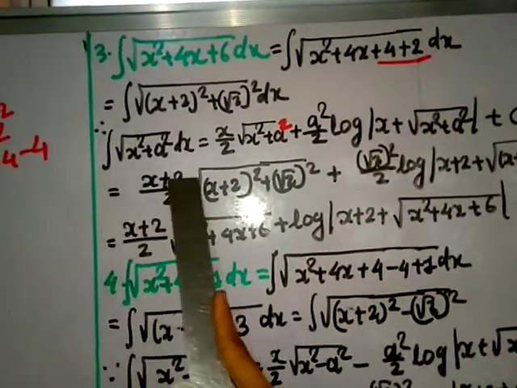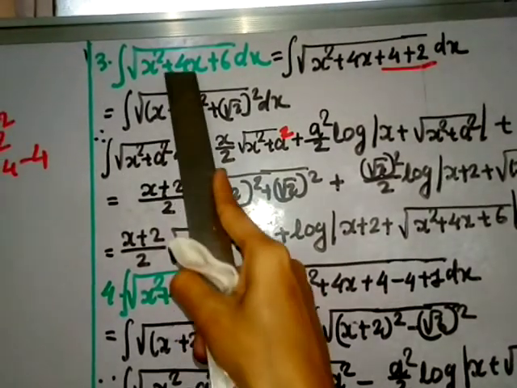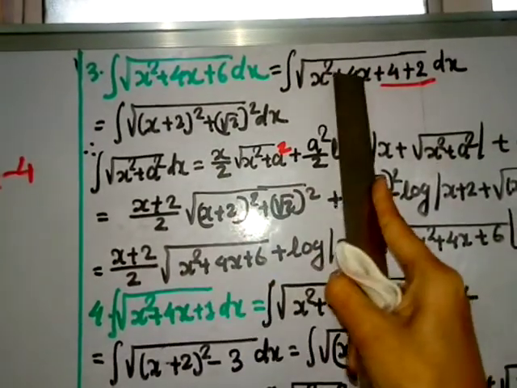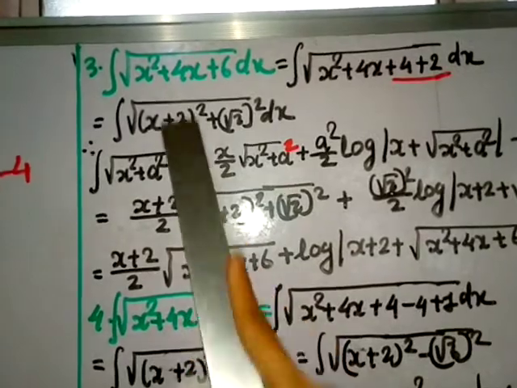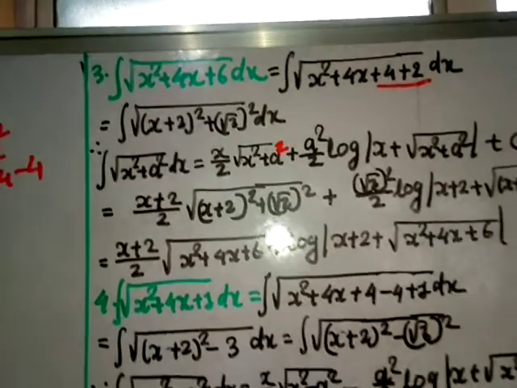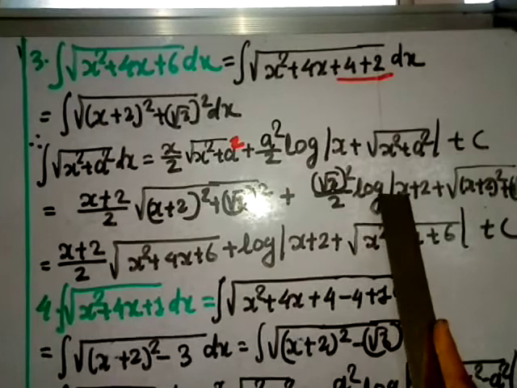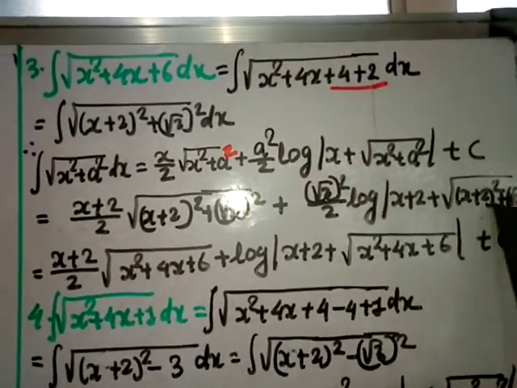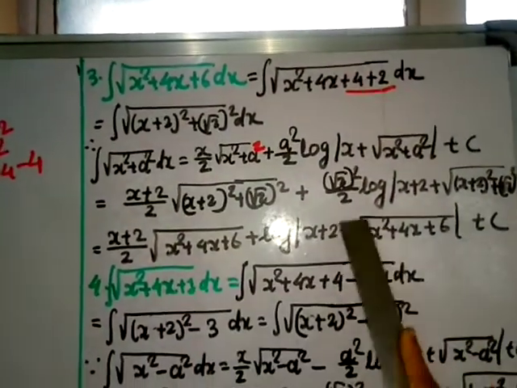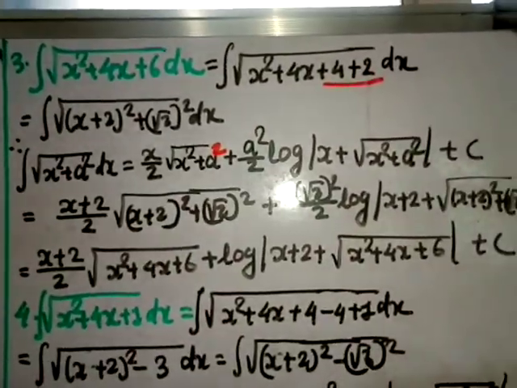Then I just simplify here, x plus 2 by 2, and this is nothing but what you have brought from here. So I write this value back, x square plus 4x plus 6. This you have simplified and got this. So this and this are the same, this and this are the same, everything is similar. Here root 2 square is 2 and the 2s cancel, so only 1 remains. So log x plus 2. Here also this is nothing but what you have derived from here. So I write the question given, square root of x square plus 4x plus 6, plus c. So that is the answer for question number 3.